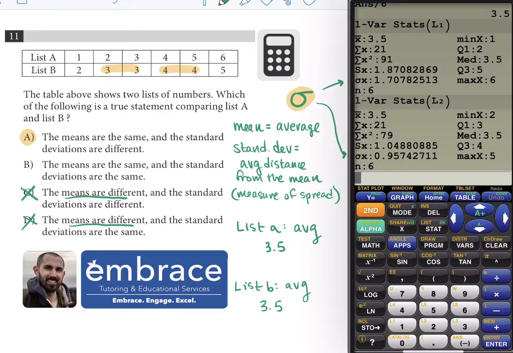So you can tell right here that the standard deviation in list 1 is bigger than that in list 2. So that's also evidence to show that the standard deviations are different. Ideally, if you're trying to minimize the time spent on each question, you don't have to run a statistical test like this. You could just identify that list B's standard deviation was smaller because the numbers were clustered closer together. Okay, and that's it.